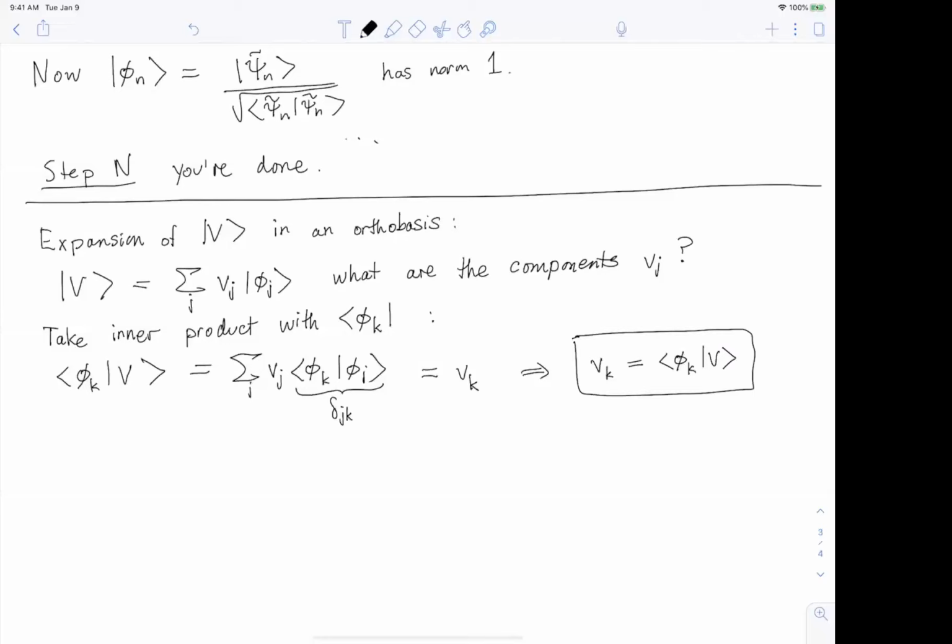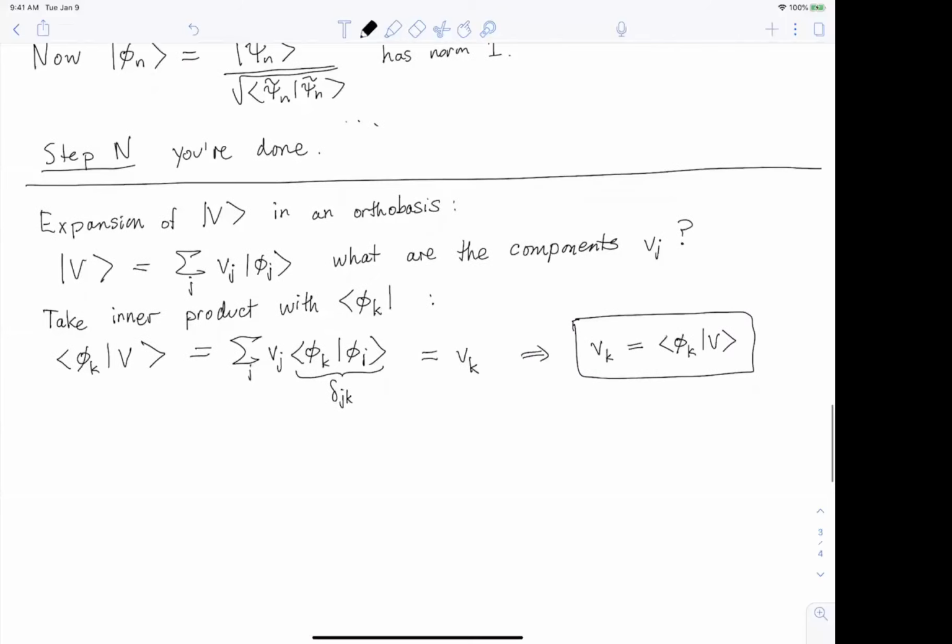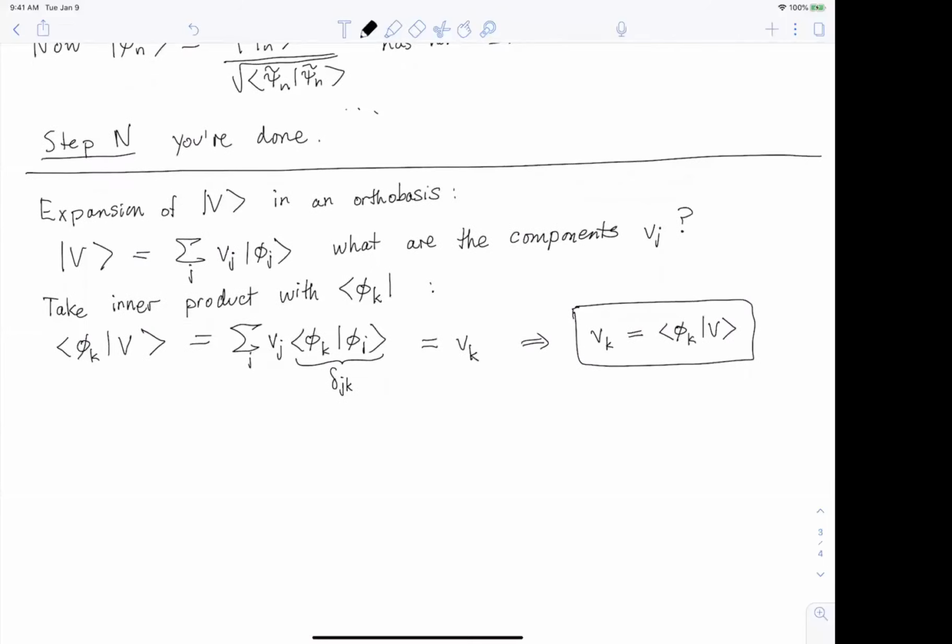So that only works if you have an orthobasis. That's one of the reasons orthobases are valuable and why we have this Gram-Schmidt process. If I just hand you a basis, it may or may not be an orthobasis. You might have to construct the orthobasis by going through the Gram-Schmidt process. In any case, if we've done this, then we can rewrite our vector v in the following way: v is equal to the sum over j of phi sub j times the inner product of phi sub j with v.